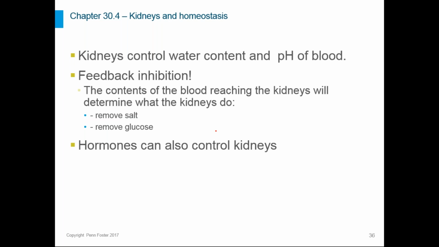So the contents of the blood reaching the kidney will determine what the kidneys do. If there's too much salt in the blood, they will remove salt from the blood. If there's too much glucose, they will remove glucose from the blood. If there's the right amount of each of those, they stop removing it.